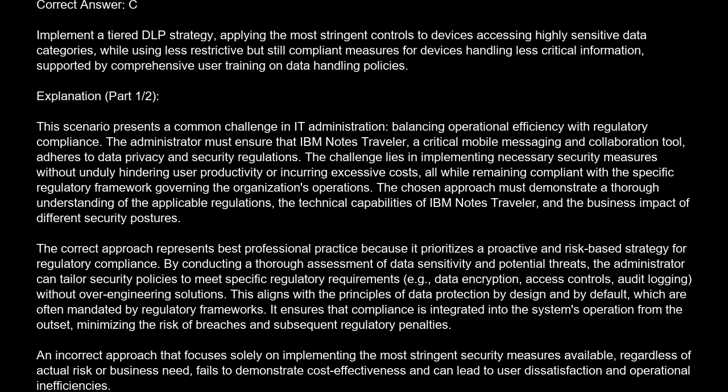Explanation. This scenario presents a common challenge in IT administration, balancing operational efficiency with regulatory compliance. The administrator must ensure that IBM Notes Traveler, a critical mobile messaging and collaboration tool, adheres to data privacy and security regulations. The challenge lies in implementing necessary security measures without unduly hindering user productivity or incurring excessive costs, all while remaining compliant with the specific regulatory framework governing the organization's operations. The chosen approach must demonstrate a thorough understanding of the applicable regulations, the technical capabilities of IBM Notes Traveler, and the business impact of different security postures.